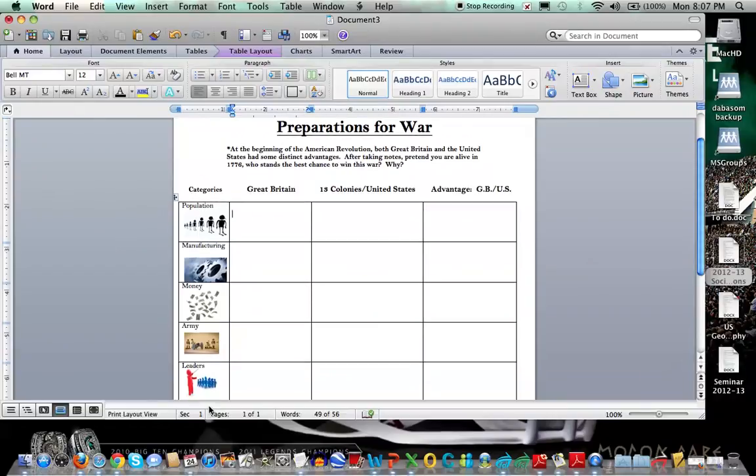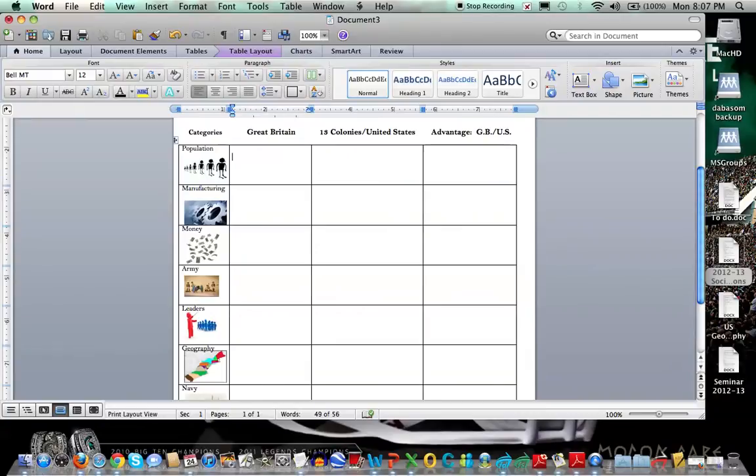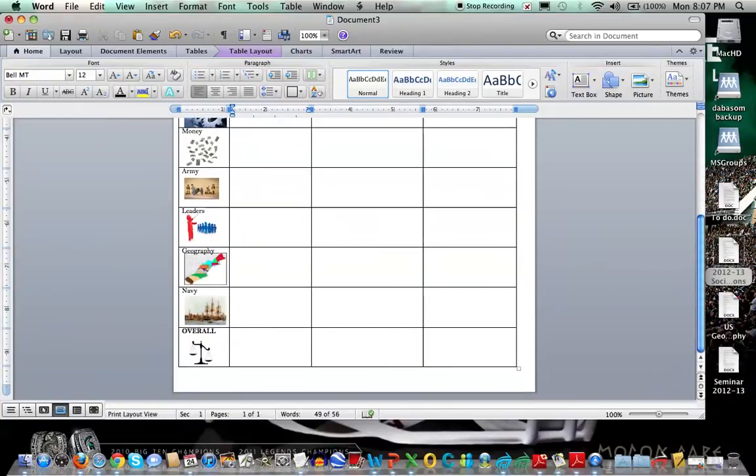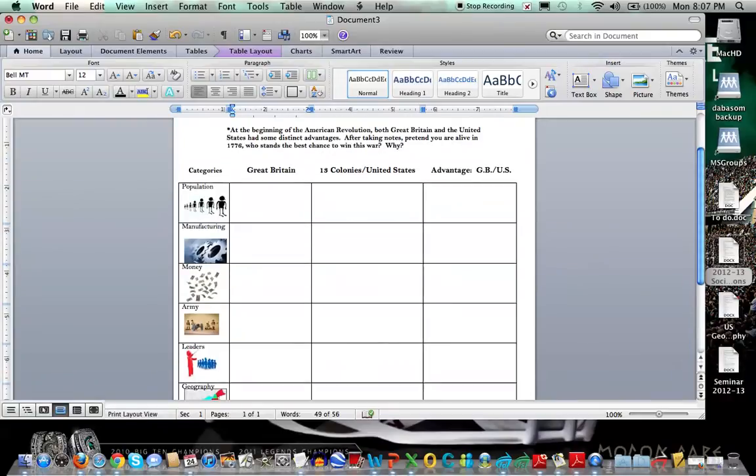You can see we have our categories here on the left: population, manufacturing, money, army, leaders, geography, navy, and the overall advantage. And then we have Great Britain, 13 colonies / United States, and advantage Great Britain or United States. For population, and again, please put all this stuff down in your notes because you will be using this for things that we will do throughout this unit on the American Revolution.